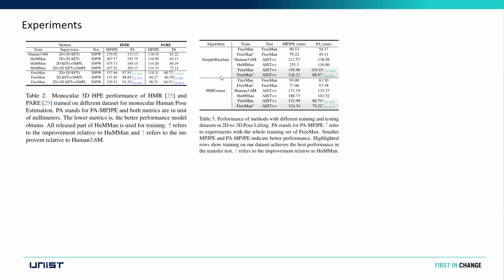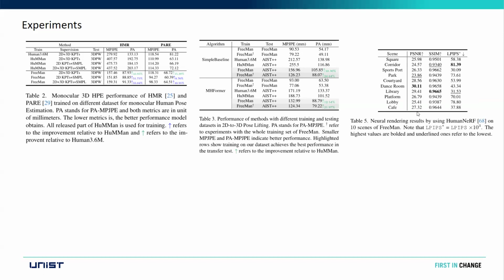Now, they do this 2D-3D pose lifting. They use SimpleBaseline for detecting these 2D poses, and they do some 3D pose lifting. And they again train on FreeMan and test on different datasets. We can see that when the model is trained on FreeMan, compared with the other datasets, we can see improvements in PA-MPJPE and MPJPE as well. They mentioned 10%, 25% improvements because of the FreeMan dataset.